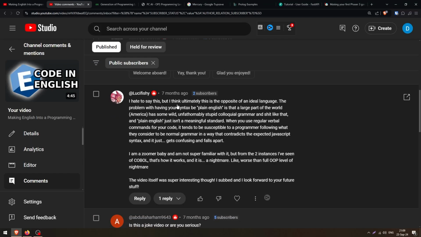I hate to say this, but I think ultimately this is the opposite of an ideal language. The problem with having your syntax be plain English is that a large part of the world, America, has some wild, unfathomably stupid colloquial grammar, and plain English just isn't a meaningful standard. When you use regular verbal commands for your code, it tends to be susceptible to a programmer following what they consider to be normal grammar in a way that contradicts the expected JavaScript syntax, and it just gets confusing and falls apart.